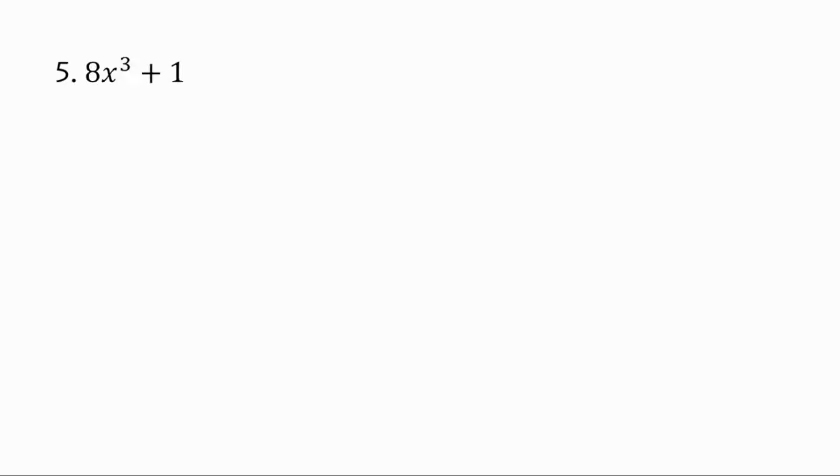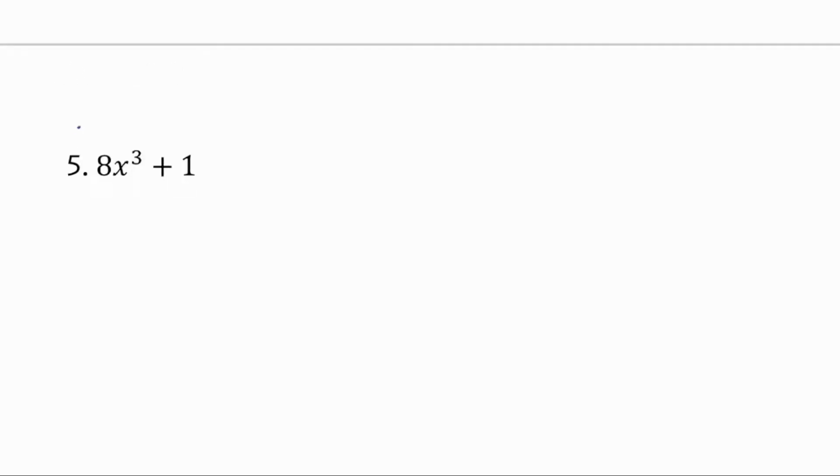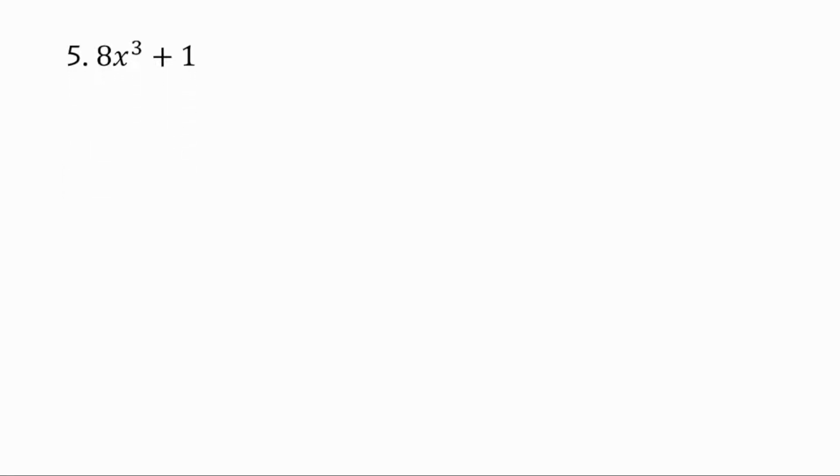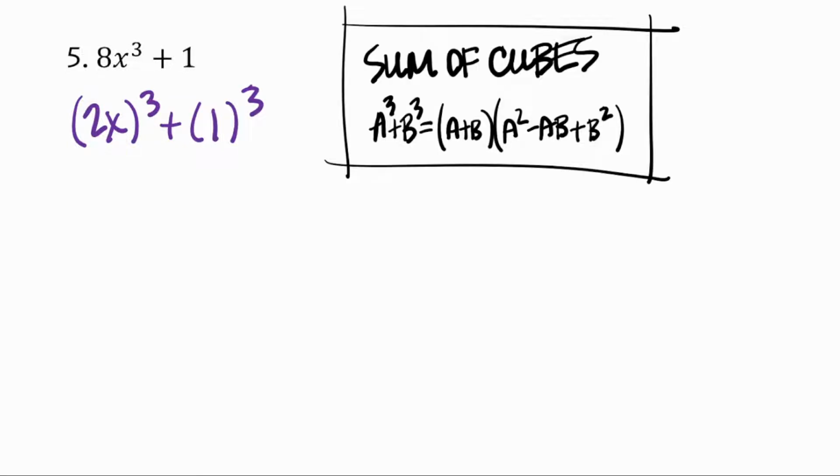All right, 8x to the 3 plus 1. This is looking like a sum of two cubes. So maybe I'll go over here and I'll say, oh yeah, 8x to the 3, that's what I would get if I cubed 2x. Okay, and we need the sum of two cubes rule. All right, so remember SOAP: look at this sign, the same, opposite, always positive.